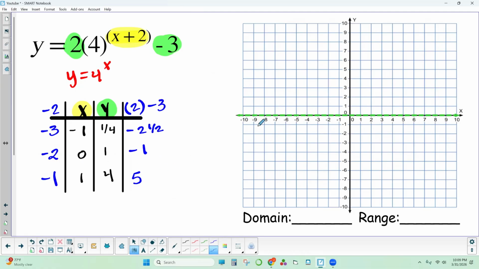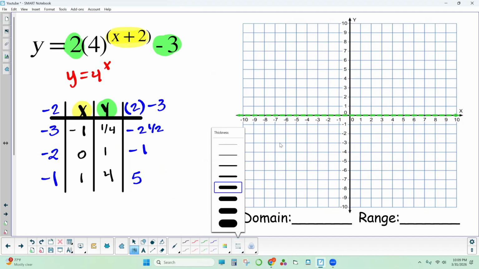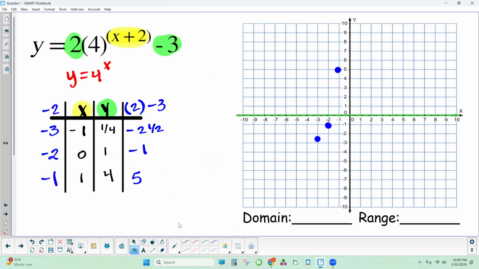Now I will transfer them over to my graph. All right. So I've got -3, -2.5, -2, -1, and -1, 5. All right, now my horizontal asymptote will only move if I have a vertical shift. So looking over here at my function, I do have a vertical shift down 3. So I'm going to go ahead and shift that down 3. And now I can see the outline of my curve. So we're going to go ahead and connect the dots here.